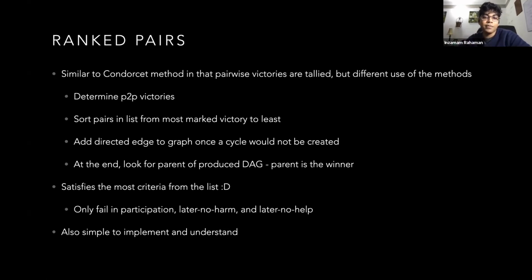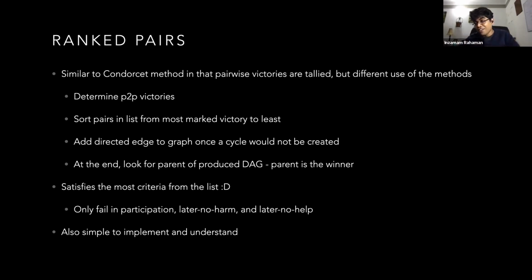There's also, I guess the last thing we talked about, this method called the ranked pairs method. It's similar to the Condorcet method in that it uses pairwise victories to determine these head-to-head victories. But what it does is sort the pairs in a list from the largest margin of victory to the smallest. So who has the strongest victories over other matchups? Then you construct a directed acyclic graph going through this list, and you check to make sure you're not adding a cycle. Because of this, it turns out that the root of the DAG is the winner of the election, right? So it satisfies all the formal criteria we saw above. It only fails to satisfy participation, later-no-harm, and later-no-help. And it's also fairly simple to implement and understand.